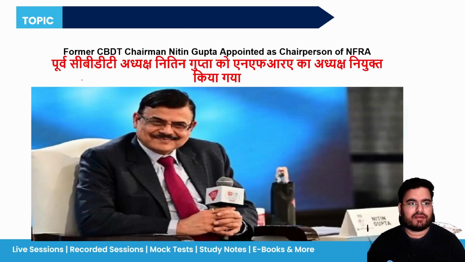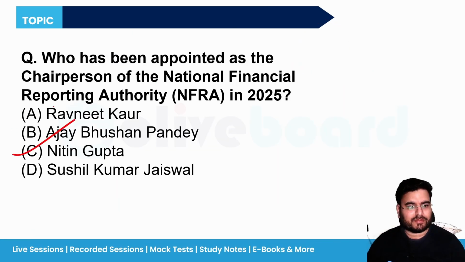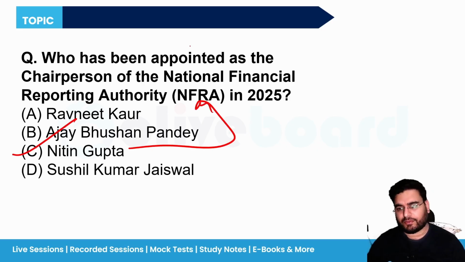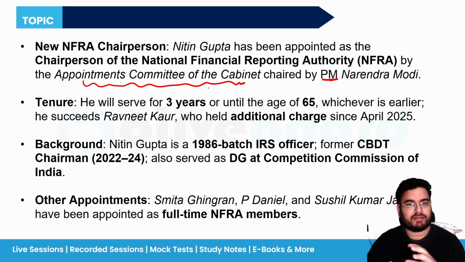Next appointment is former Central Board of Direct Taxes Chairperson Nitin Gupta has been appointed as Chairperson of National Financial Reporting Authority. Okay, so Nitin Gupta is the new head of National Financial Reporting Authority. Got it? So he has been appointed by the Appointments Committee of Cabinet. And remember, this Appointments Committee of Cabinet is always chaired by the Prime Minister. It means Narendra Modi ji. Got it? Before Mr. Nitin Gupta, Ravneet Kaur was the chairperson. Got it? Chal.